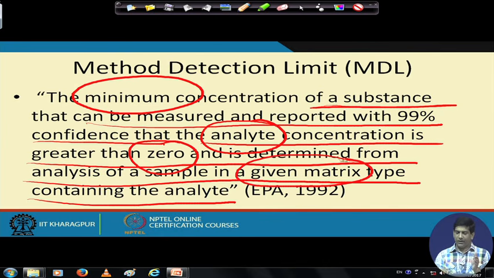Now, what is the meaning of given matrix? In the previous module I also used the term matrix spike. So given matrix means what kind of sample you have. Do you have a clean water sample? Do you have a surface water sample, or a wastewater sample, or a landfill leachate sample, or is it a sandy soil, or a clay soil, or an organic soil? Depending on the type of matrix, that is where our analyte is present.